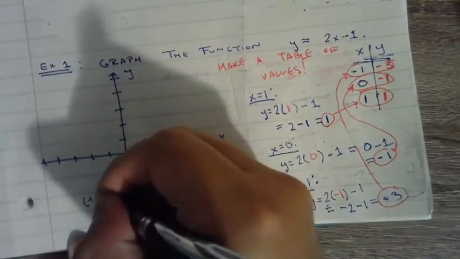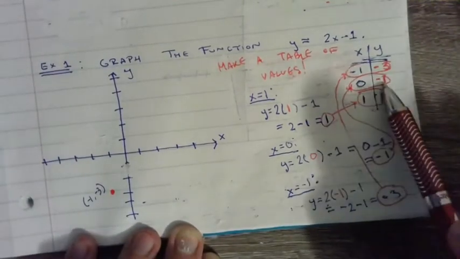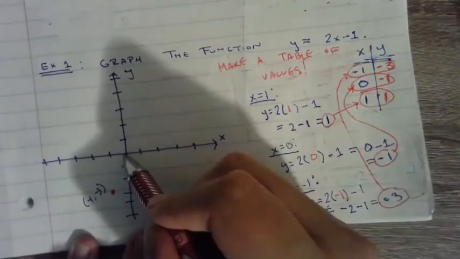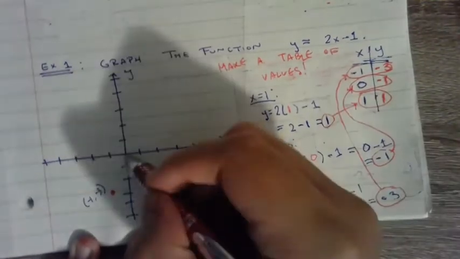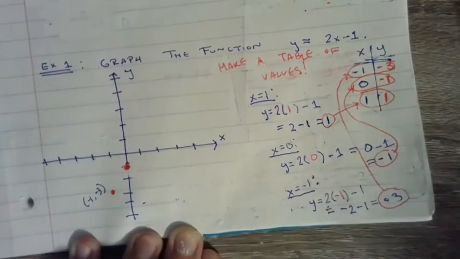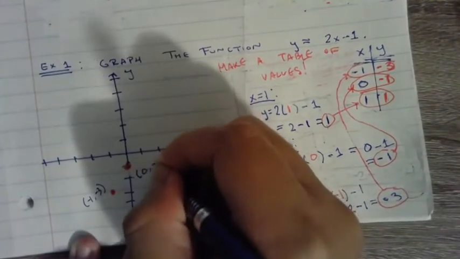Okay, and I'll label that for us. So (-1, -3). Your second point is (0, -1), so you're going to put 0, comma, -1. So your point is right there. Okay? Again, just easy plotting. So (0, -1).